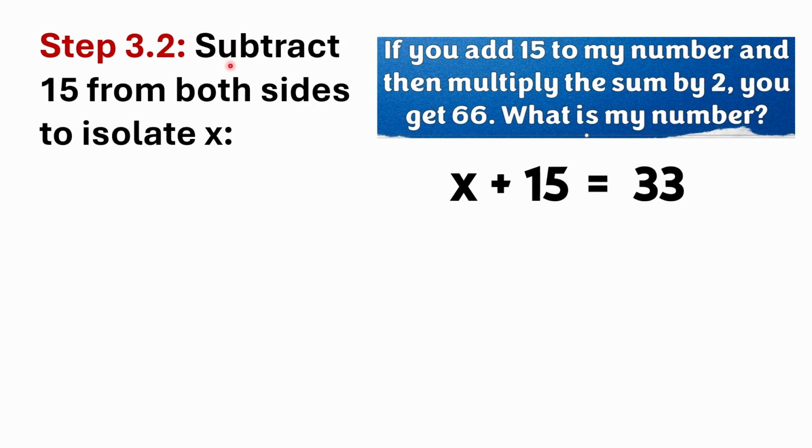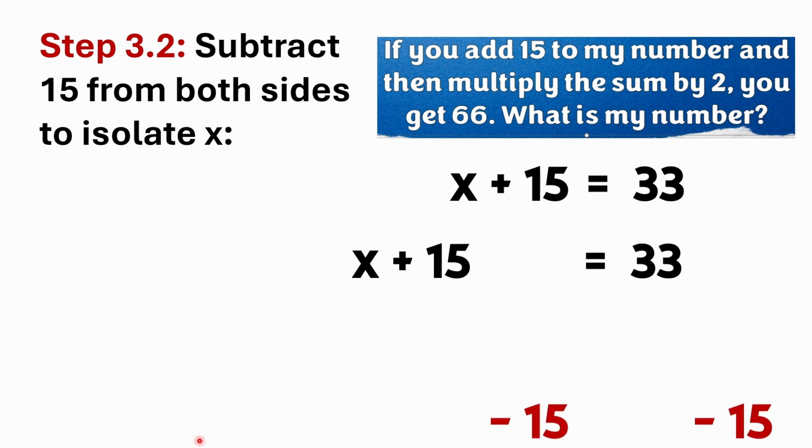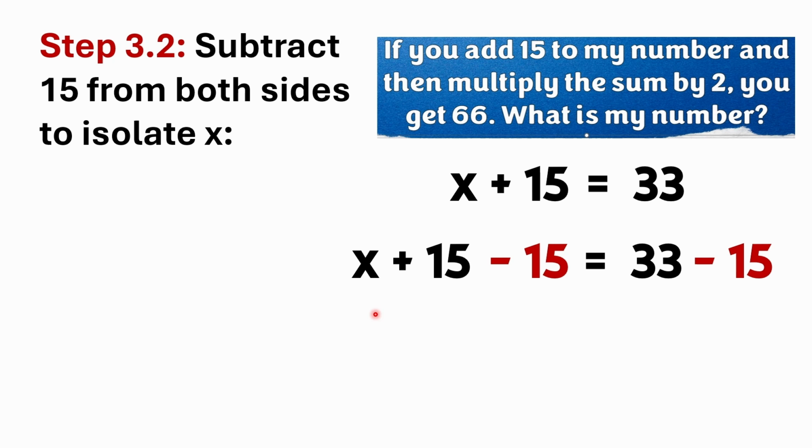Step 3.2, subtract 15 from both sides to isolate x. We have the new equation x plus 15 equals 33, and then we subtract 15 from both sides. So we have x plus 15 minus 15 equals 33 minus 15. Now we simplify. 15 minus 15 is 0, so we have x equals 33 minus 15, which equals 18.